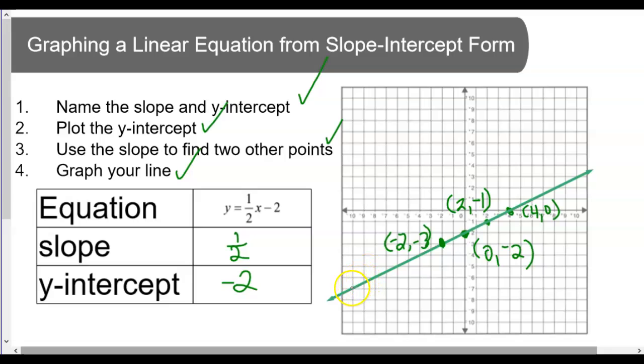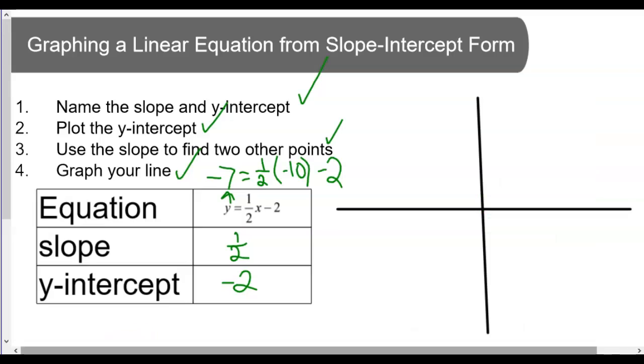So for instance, this point here, negative 10, negative 7. What happens when I put in negative 7 for my y in that equation and negative 10 for my x in the equation? Well, 1/2 times negative 10 is negative 5, minus 2, that's negative 7. That shows that that's a possible solution for that equation, y equals 1/2 x minus 2.